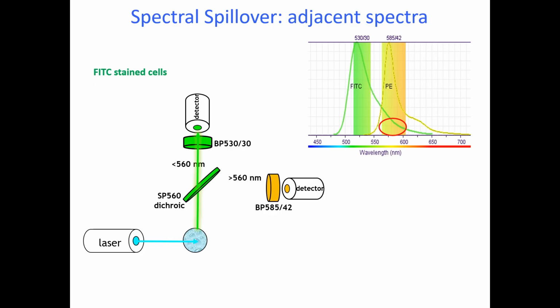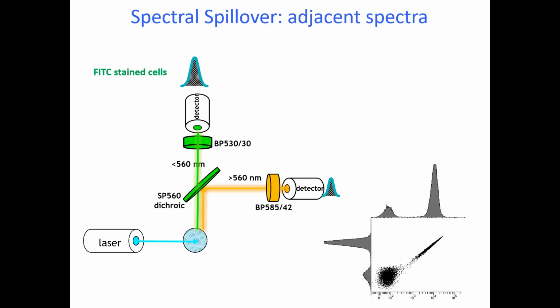Most of the FITC emission will be measured at 530, and it will be brightest in its primary detector here, emitting a large voltage pulse. But some of the FITC emission, that is in the orange range around 580, will go into the PE detector and will elicit a smaller pulse or signal. This means that in the detector that we want to measure only PE, we are also measuring some FITC.